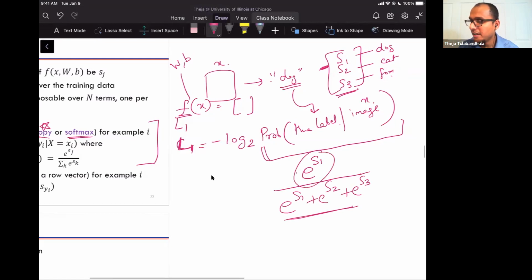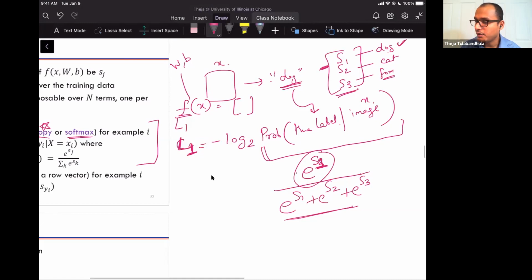And the numerator is e to the power s1 because I know that the true label is dog. If the true label was fox, then I would take e to the power s3. So this is how I would define the loss for the first observation, where I know that the image's label was dog. This is how I would compute the loss.